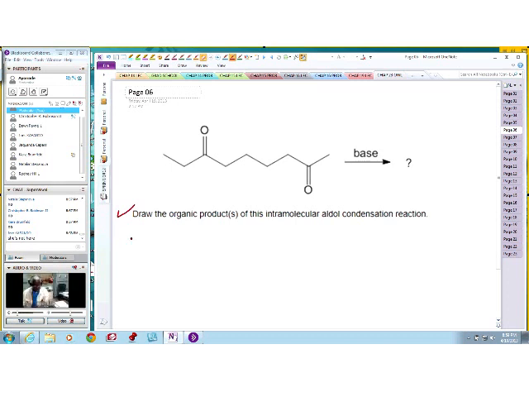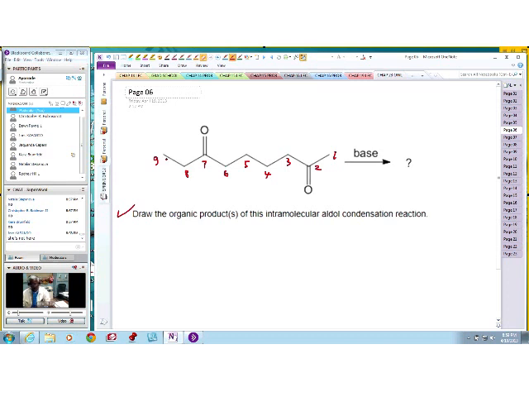So now they want us to draw the organic product from this molecule here. This is similar to the last one. Of course, they say intramolecular aldol condensation. Let us go ahead and number the carbons again: 1, 2, 3, 4, 5, 6, 7, 8, and 9.